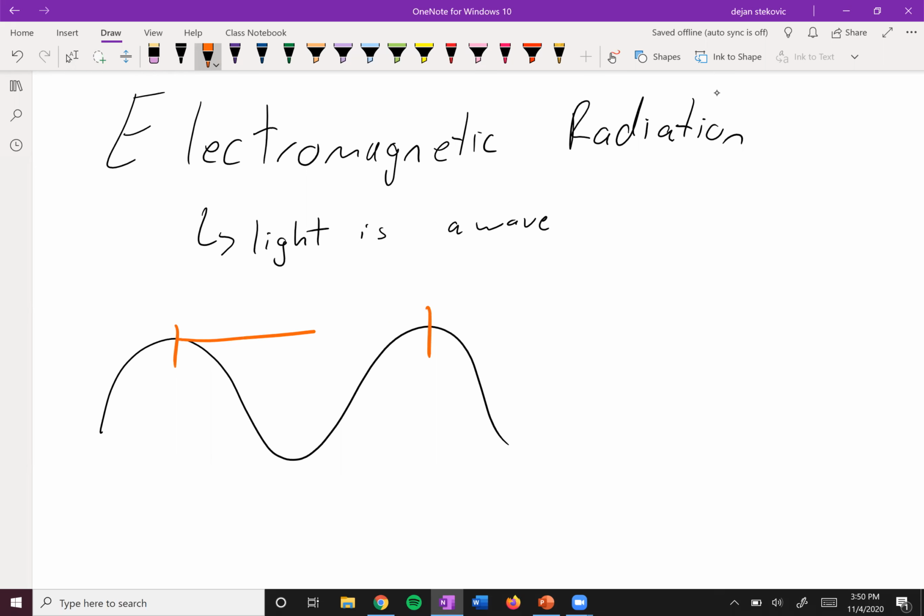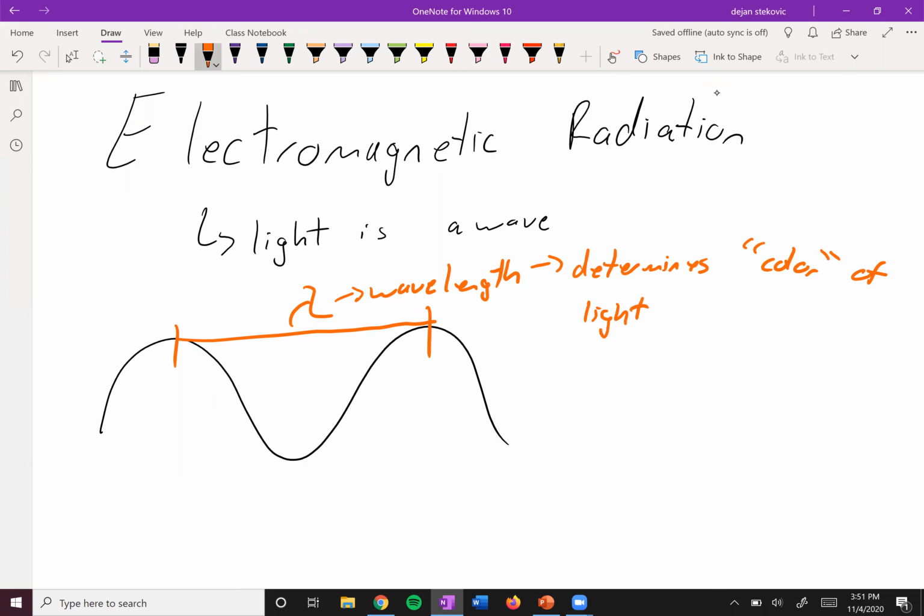One is the distance from peak to peak or from trough to trough. This is what's known as the wavelength. And the wavelength determines, we're going to say, what color, in quotations, the light is. It doesn't have to be a color, though it can be. Some wavelengths are red, some are purple, some are blue, but some are out of our visible range, and they're just a different wavelength of light.